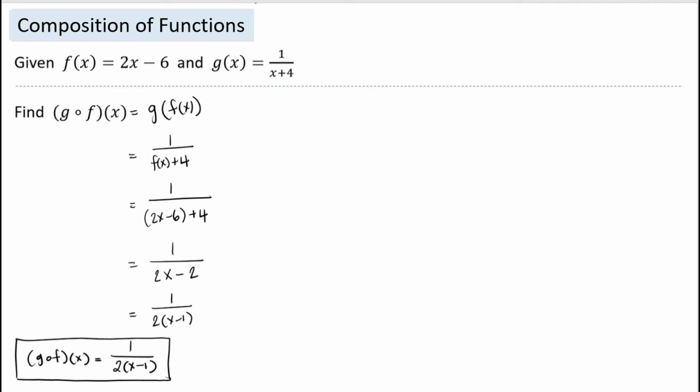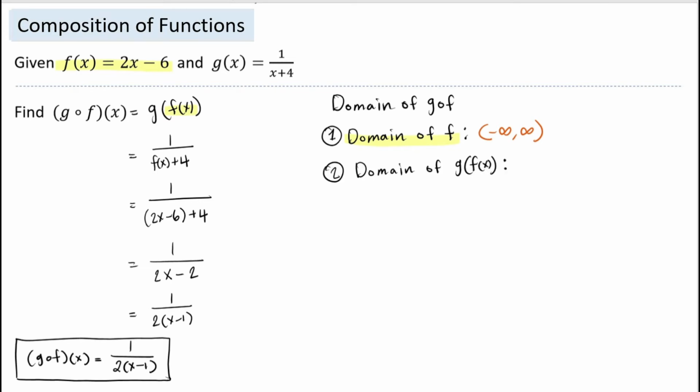Let's find the domain of this composite function. The first step is to find the domain of f. The domain of f is from negative infinity to infinity. The second step is to find the domain of g of f of x. The domain of g of f of x is the domain of 1 over f of x plus 4, or equivalently 1 over 2 times x minus 1.